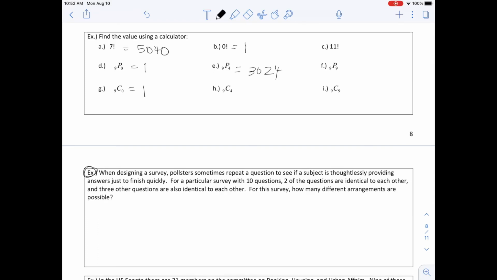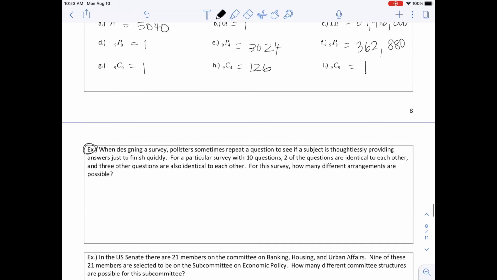Part E is equal to 3024. H is equal to 126. C is going to be equal to 39,916,800. F is going to be equal to 362,880. And then I is just equal to 1.